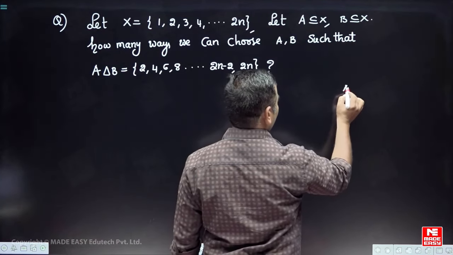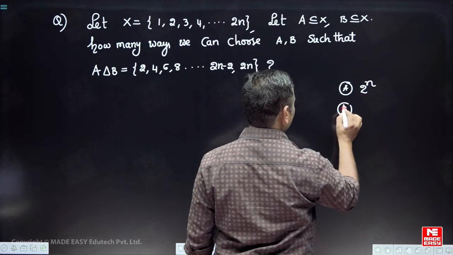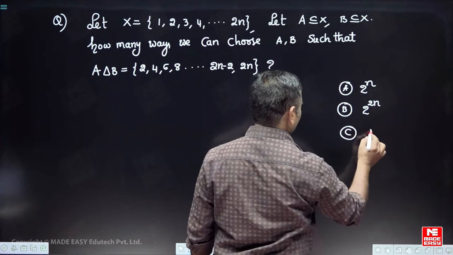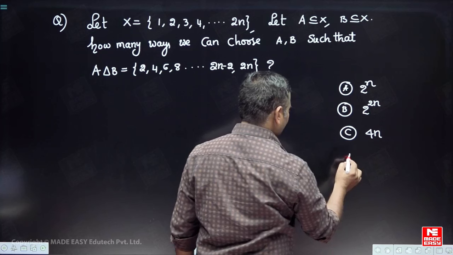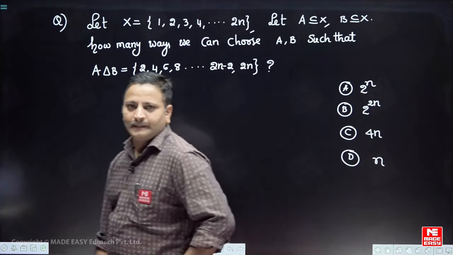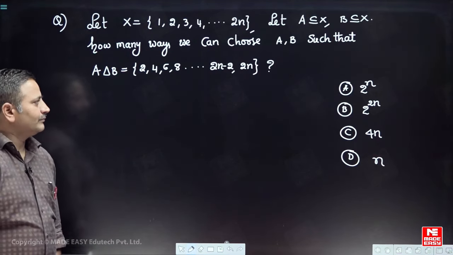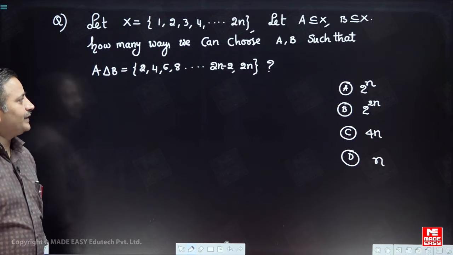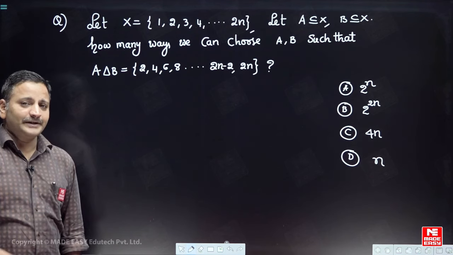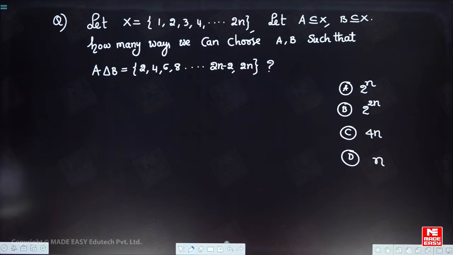So the options for this problem: 2 power n, 2 power 2n, 4 into n, and n. How many ways can we choose A, B such that A delta B contains all the even numbers? It means I am expecting all even numbers only in A delta B, friends. Right, friends?